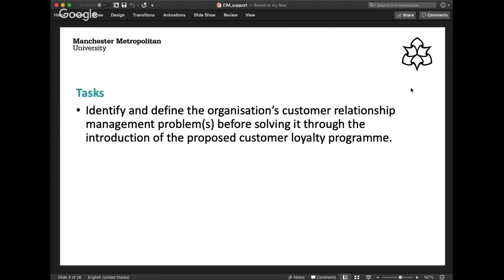You'll then be required to identify and define the organisation's customer relationship management problems before solving them through the introduction of a customer loyalty program.